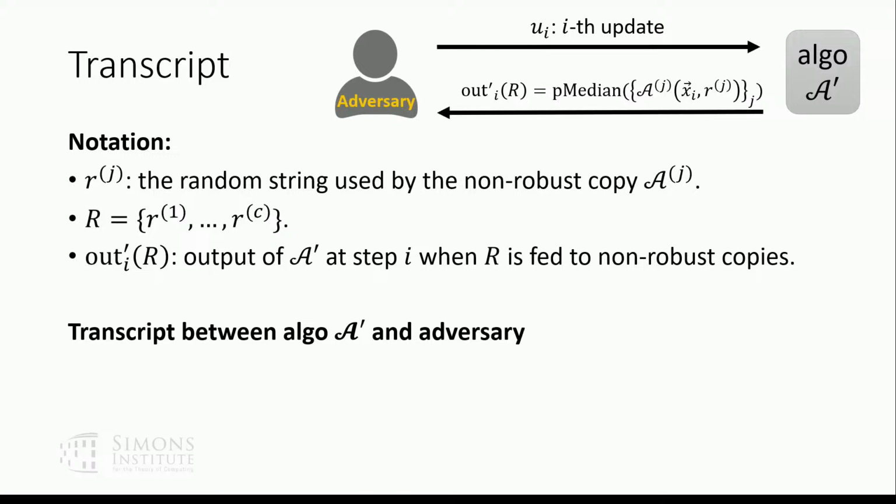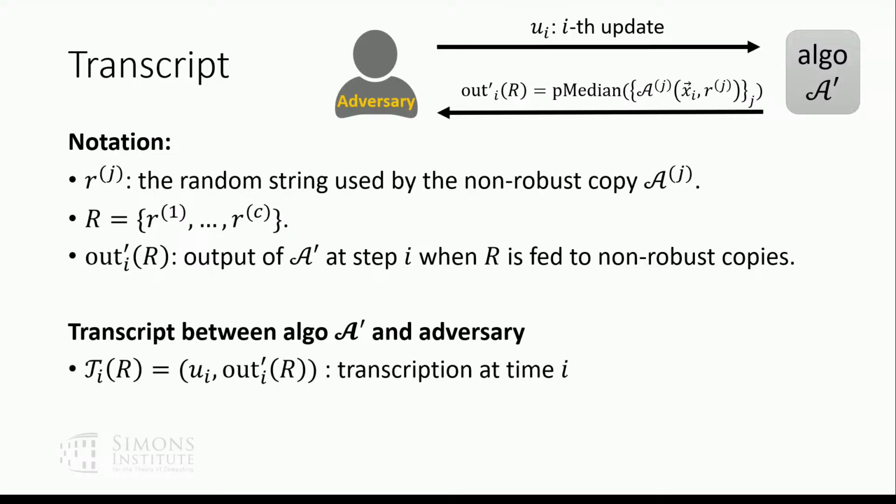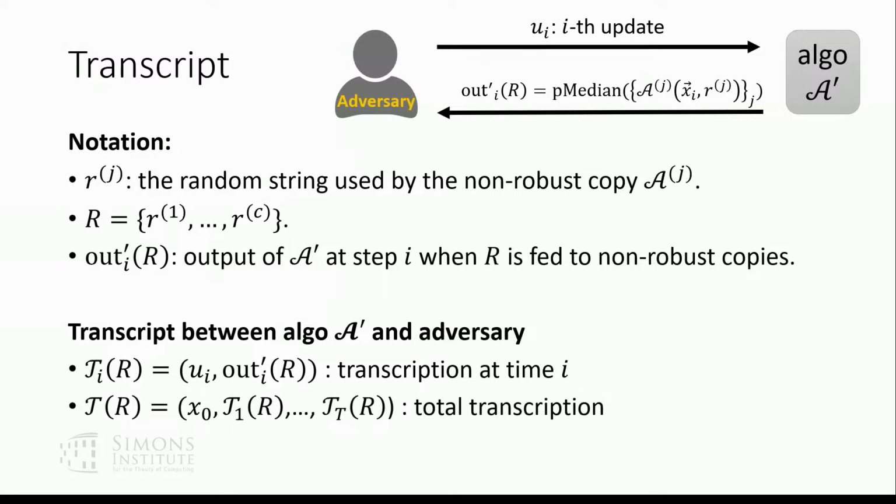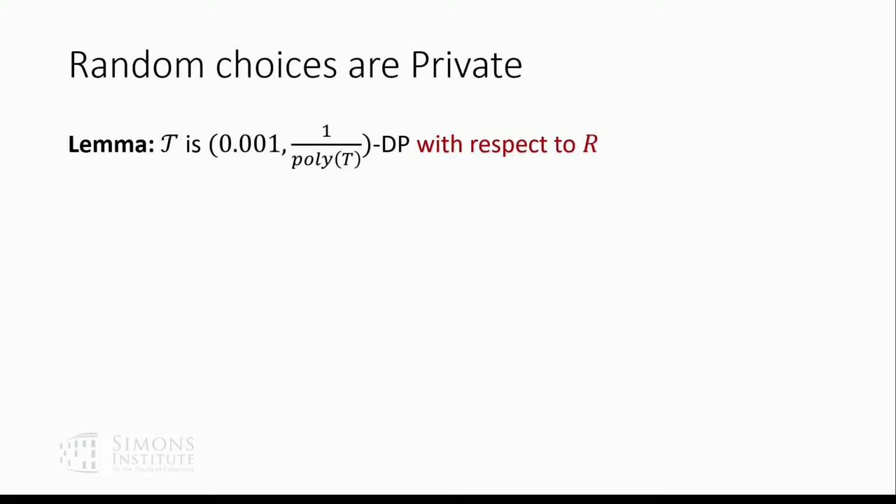So the transcript between algorithm A prime and the adversary is just this tuple, the update and the output. And the transcript of the whole thing is just the initial input and the transcript at every time step. Okay, so what I'm going to do next is show you that this whole transcript is private with respect to R.